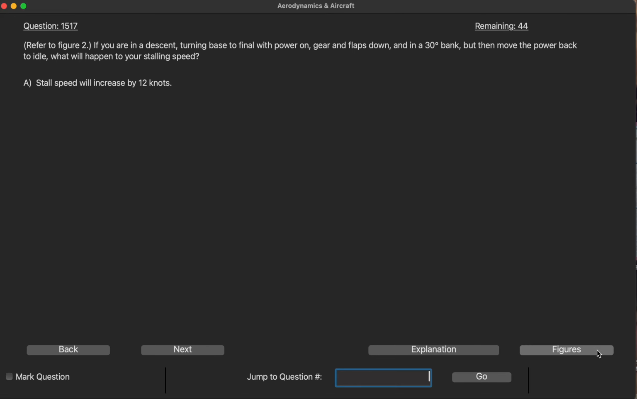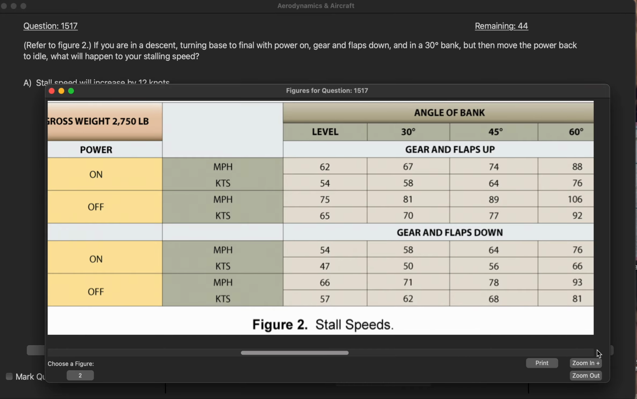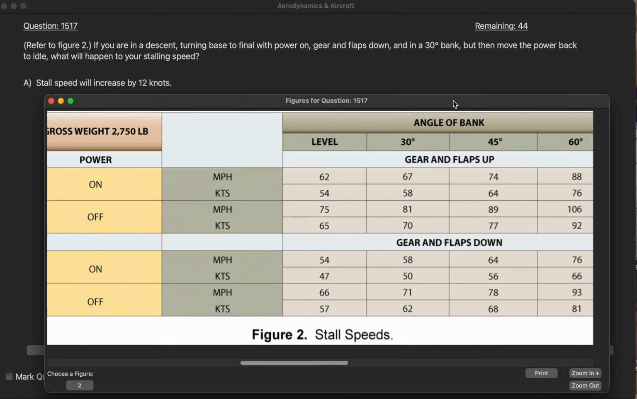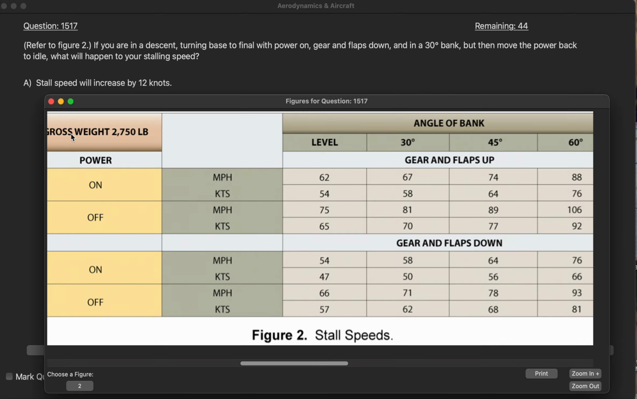Refer to Figure 2. You're in a descent turning base to final with your power on, gear and flaps down, and 30-degree bank. But then you move your power back to idle. What will happen to your stall speed? The stall speed is going to decrease by 12 knots.